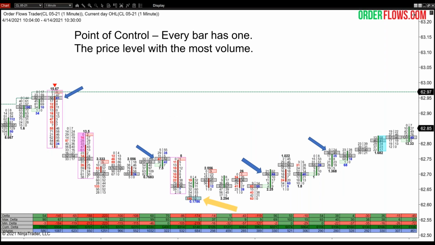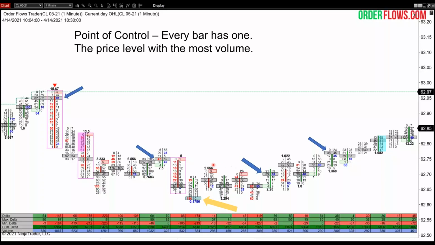And on a footprint chart, you're going to see there's a rectangle put around those price levels. Every bar has one. I've highlighted a few in here. Whether it's an up bar or down bar, it's going to have one.